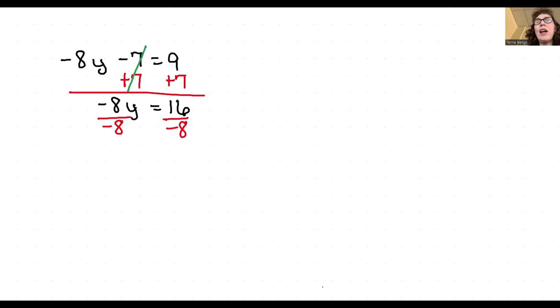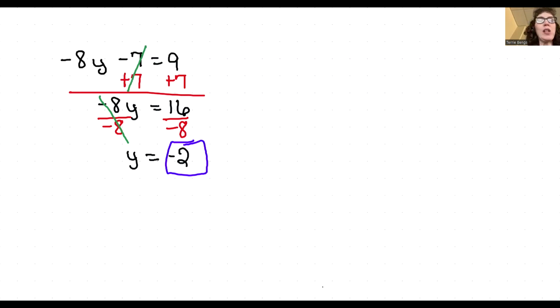The reason why is now that we divide a negative 8 by a negative 8, we can cancel those out because a negative divided by a negative makes a positive. So this would make a positive 1, or what we would say 1y, or we just rewrite it as y. So y equals 16 divided by negative 8, which would make negative 2. So our answer is negative 2.